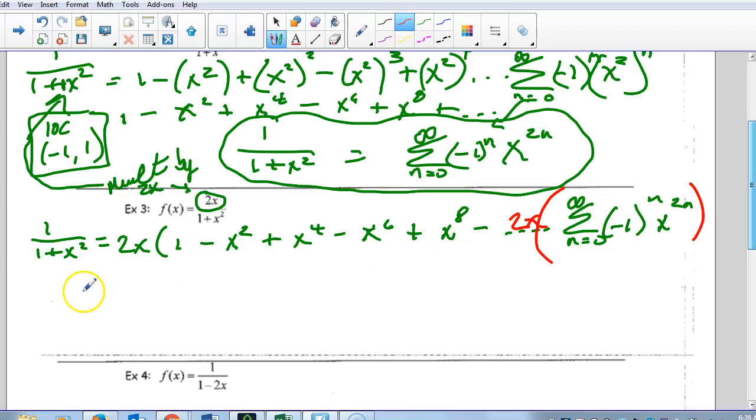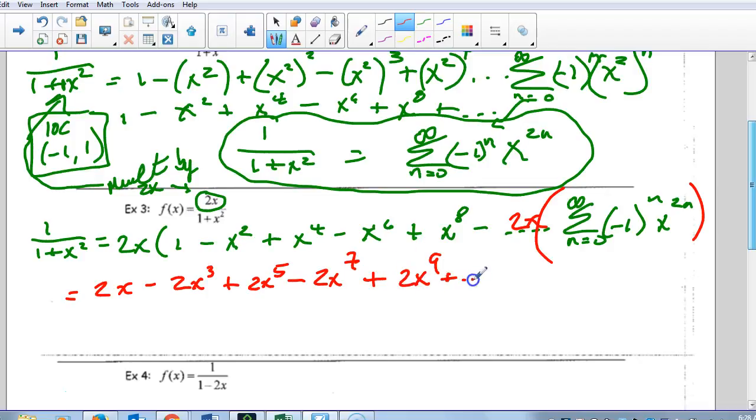If I were to do that and I write it in expanded form, which of course we always want to do, I get 2x minus 2x to the 3rd plus 2x to the 5th, just distributing that 2x, minus 2x to the 7th. Notice all my terms turn into odd numbers. Not exciting. Well, it is exciting, but not surprising because I'm sticking another x in there. 2x to the 9th plus blah, blah, blah.